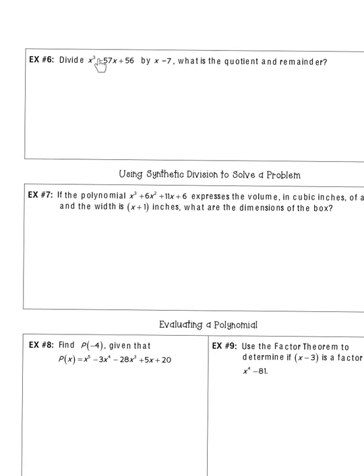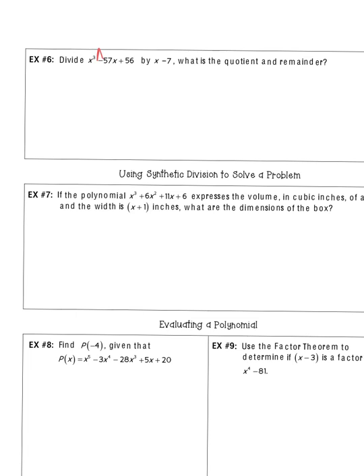So we are going to take this polynomial and divide it by x minus 7, and we're going to use synthetic division. So here's how we're going to set it up. We still have to look for any missing values. So I have x to the third, and I go to x to the first. So I'm missing x squared. So I'm going to start by putting that in there.